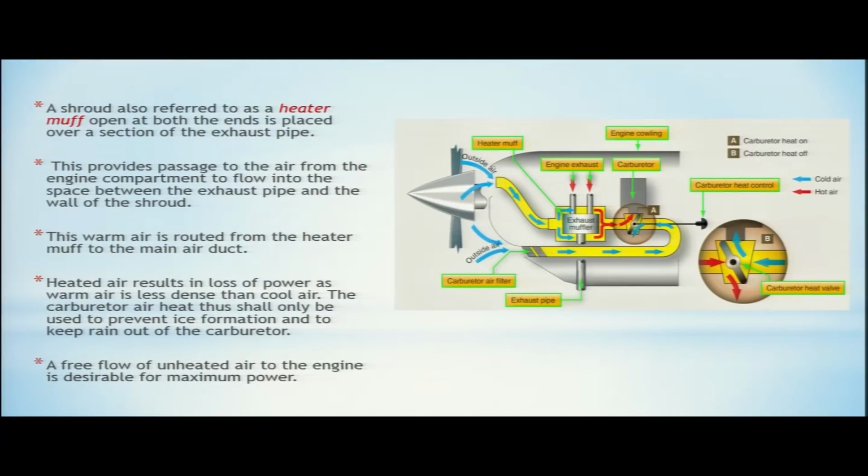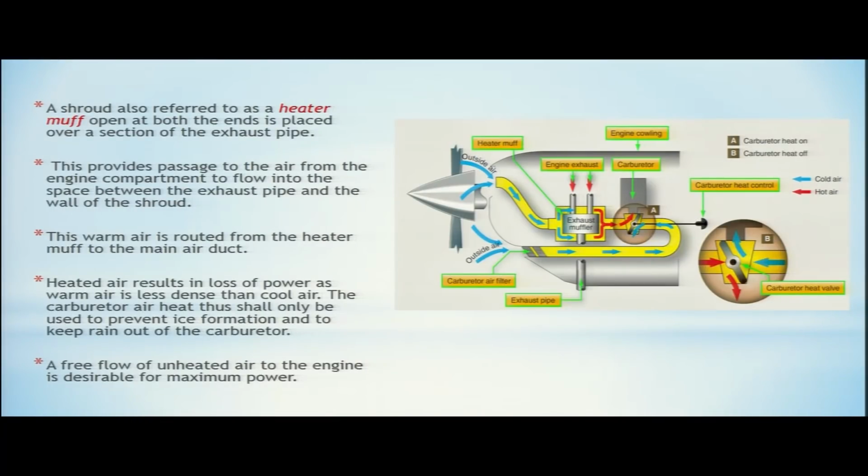A shroud, also referred to as a heater muff, open at both ends, is placed over a section of the exhaust pipe. So now this is your exhaust. Over a section of the exhaust, there is a shroud, and both ends have openings and air is flowing over the exhaust. So the air flowing over the exhaust becomes warm, and that warm air is routed to the carburetor heat valve. This provides passage for the air from the engine compartment to flow into the space between the exhaust pipe and the wall of the shroud.